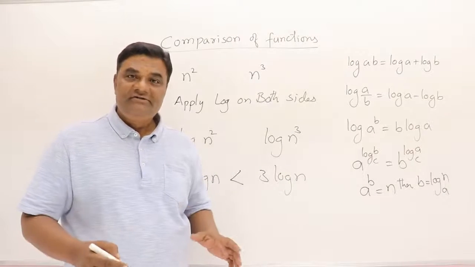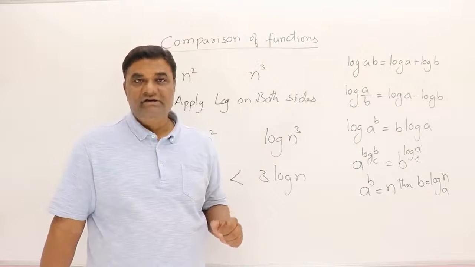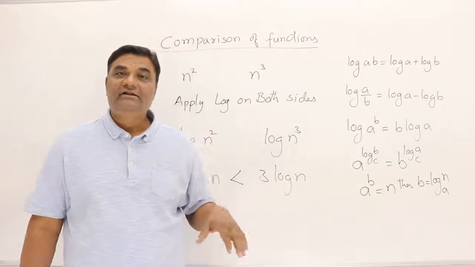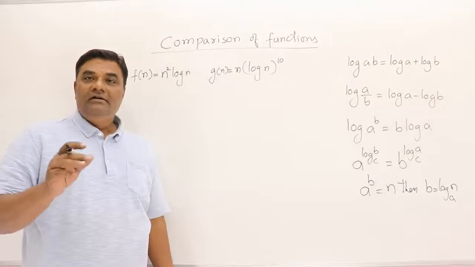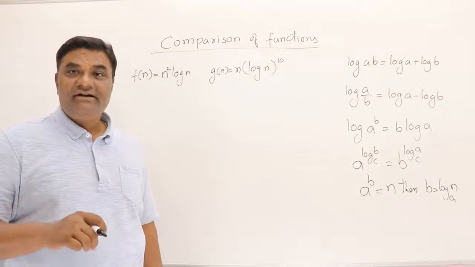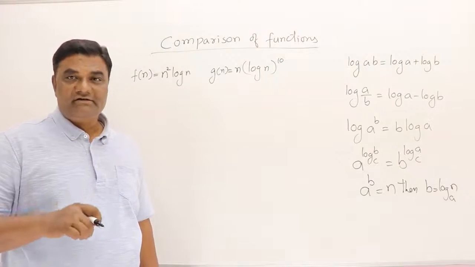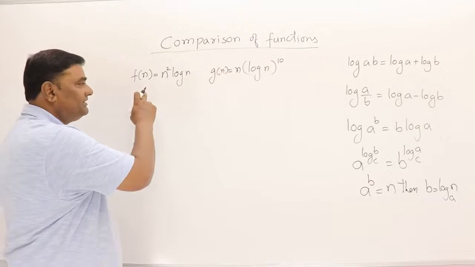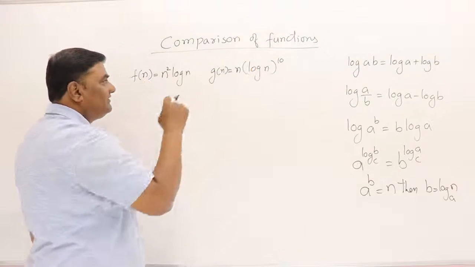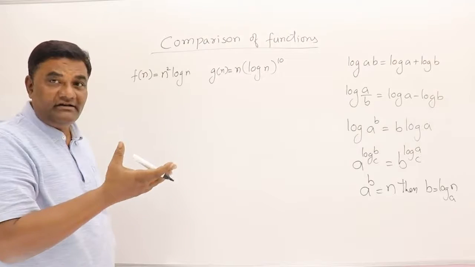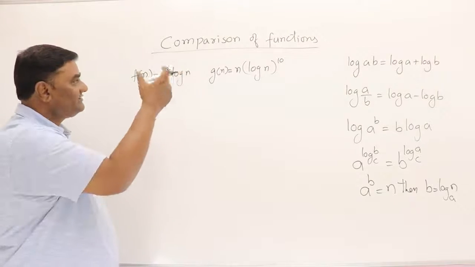So now the objective is to compare functions. I will write a few functions and let us compare them and find out which one is greater and which one is smaller. Here I have 2 functions. Let us find out which is greater. Compare them. So f of n is n square log n, g of n is n log n whole to the power of 10. So the power of 10 looks as if that is greater than this one.